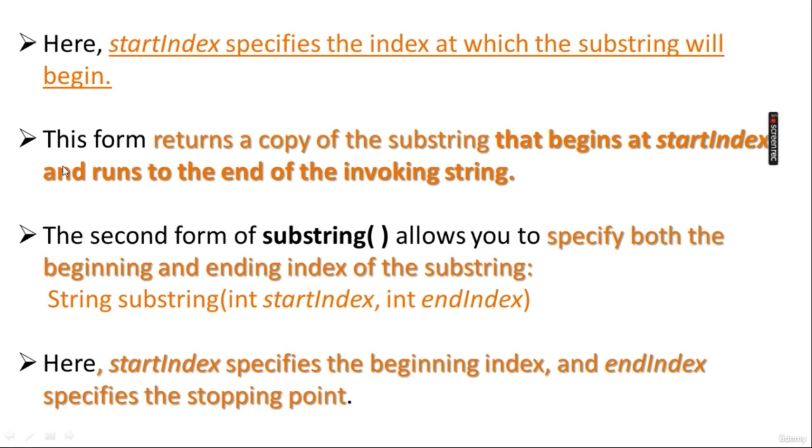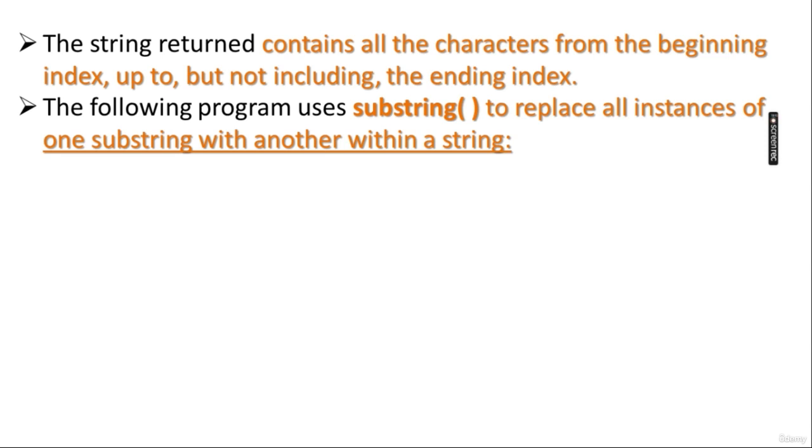The second form of substring allows you to specify both the start index and end index. The start index specifies the beginning index, and the end index gives you the stopping point. It will extract that particular substring. The string returned contains all the characters from the beginning index up to, but not including, the ending index.